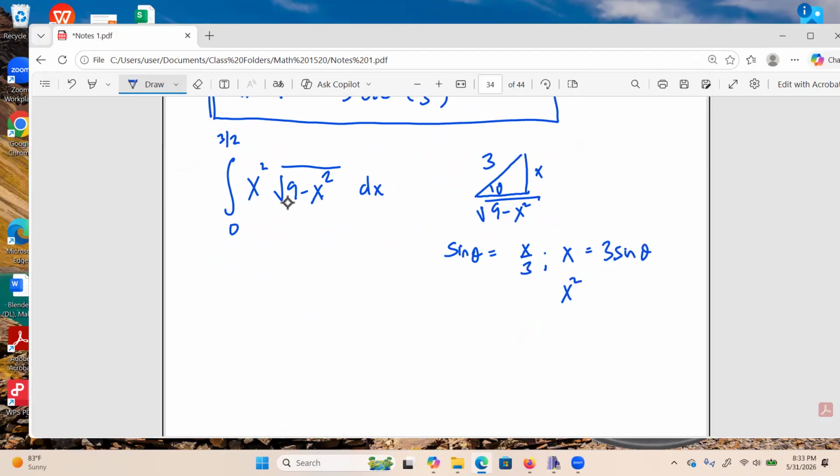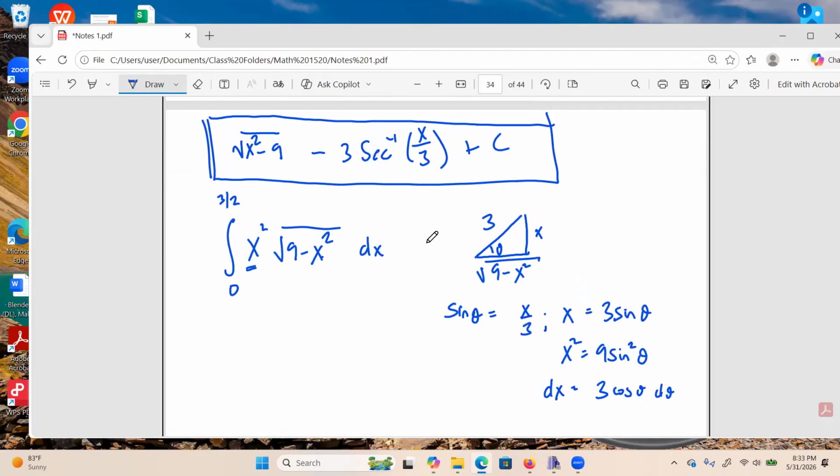X squared. Why do I need x squared? Because x squared is sitting right there. It is equal to 9 sine squared theta. And of course, dx is equal to 3 cosine theta d theta. So now I'm getting ready to start substituting what I have to deal with here, okay? So let's see what we have here. What am I looking at?